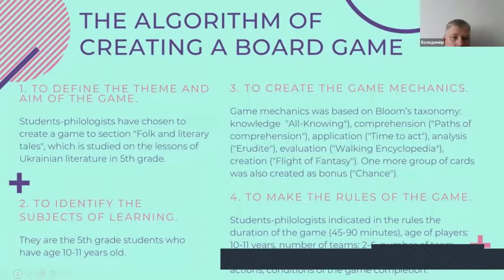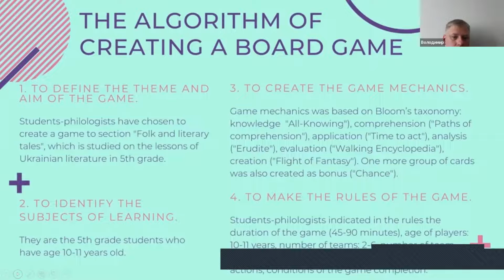The first step is to make the rules of the game. Student philologists indicated in the rules the duration of the game, the age of players, for example 10, 11 years old pupils, the number of teams from 2 to 6, the number of team members from 3 to 6, game props, goals, the algorithm of players' actions, and the conditions of the game completion.